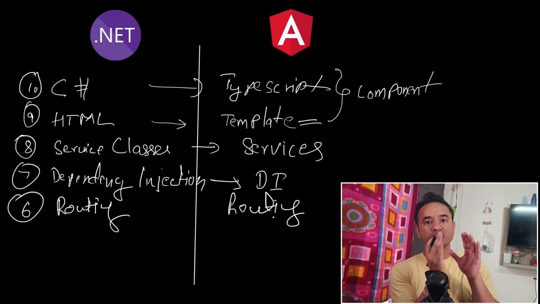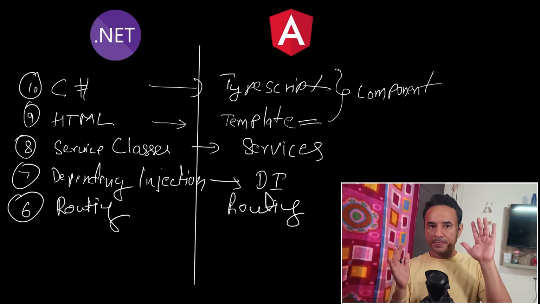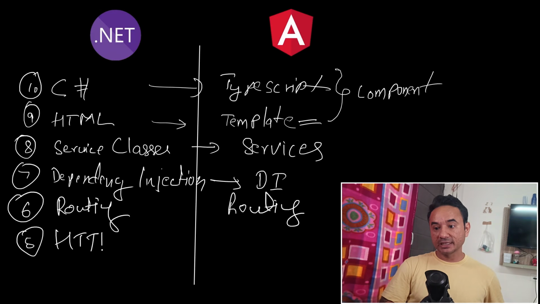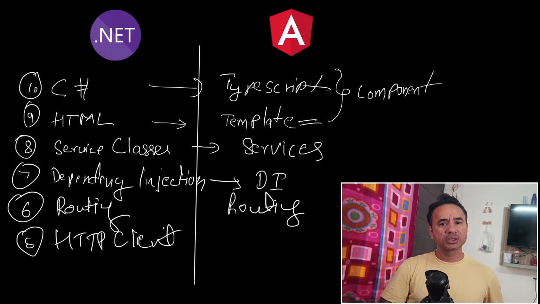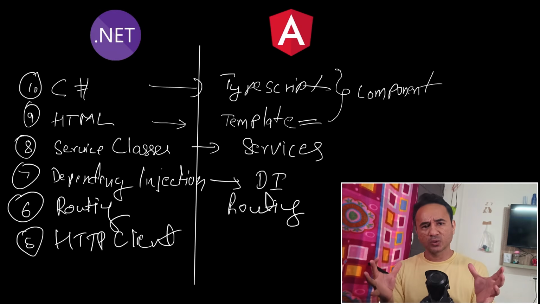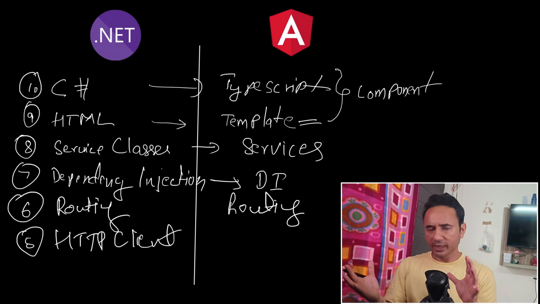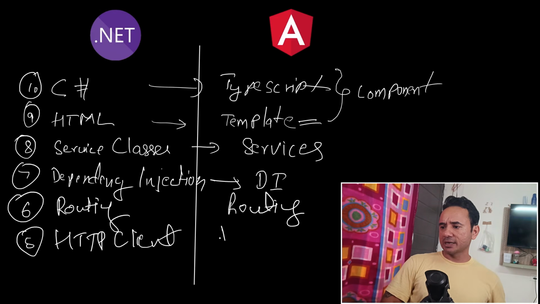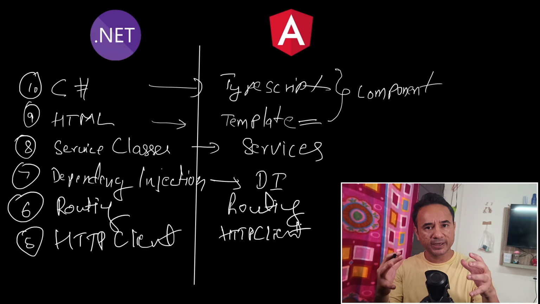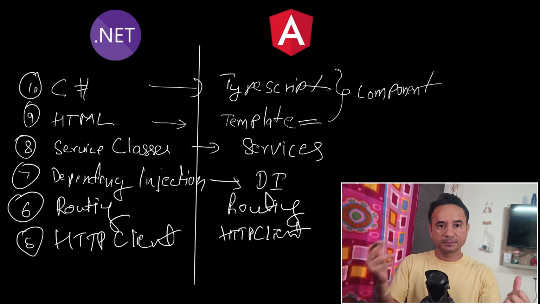So slash employee will open the employee component. Got it? Next, we have the HTTP client, which is common in both. And as you know, it is used to call the APIs. And you have the URL; by using HTTP client, you can call the APIs. In Angular also, the same HTTP client is there, and it will do the same job. From the Angular front end, you will call the backend API using the HTTP client.